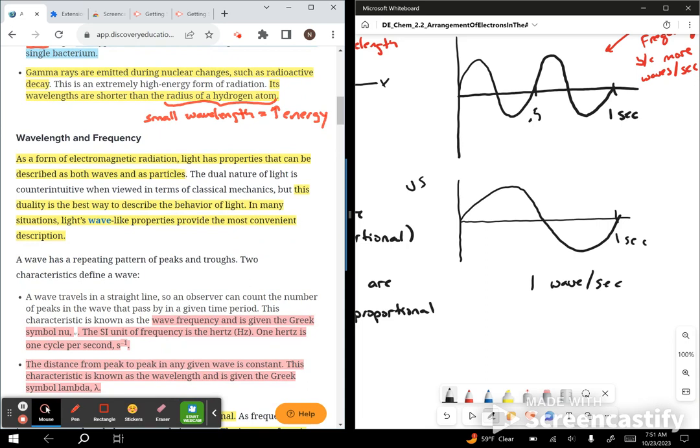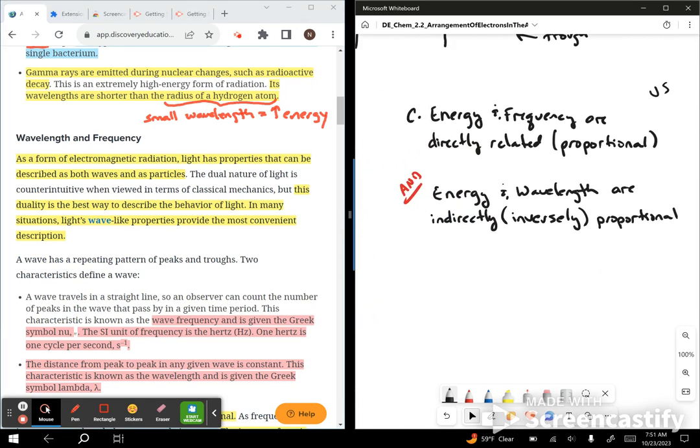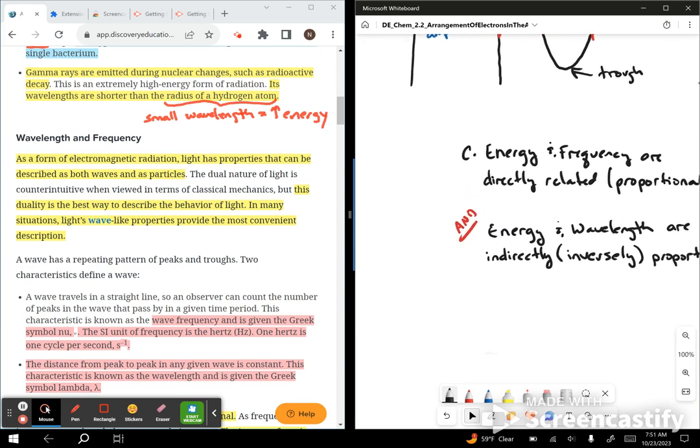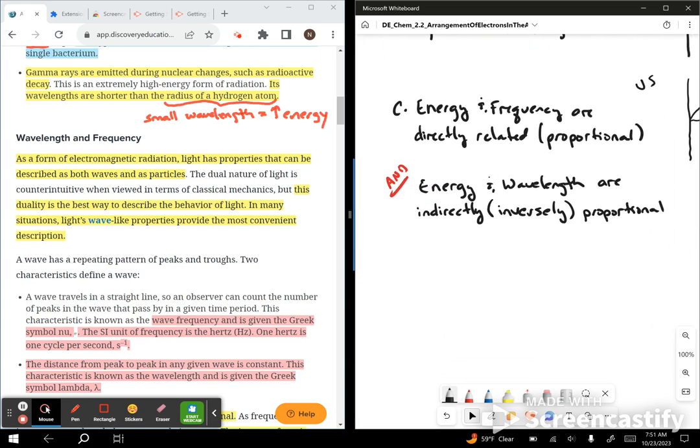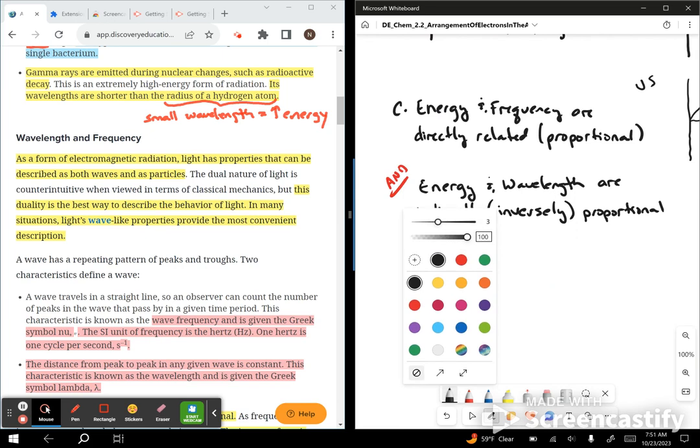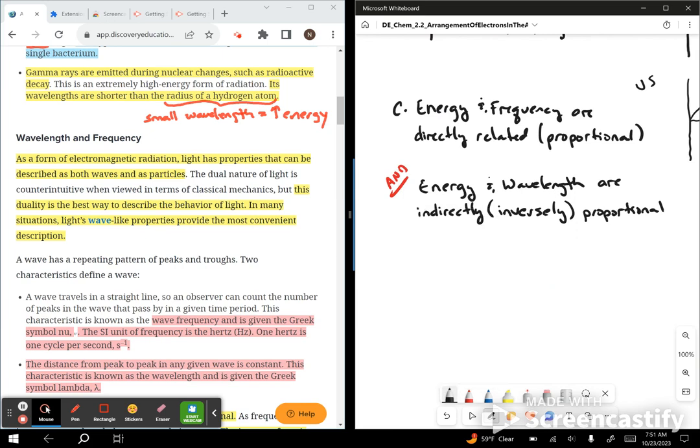As a form of electromagnetic radiation, light has properties that can be described as both waves and particles. All right, so let's go ahead and add that. Niels Bohr had come up with that idea. Einstein wasn't too thrilled with it, but he managed to live with it. So we're going to call this letter D, okay?